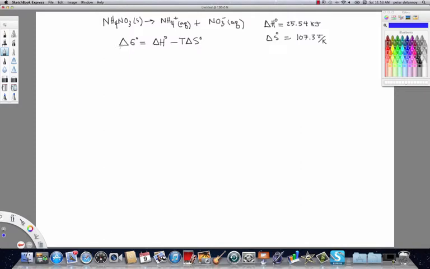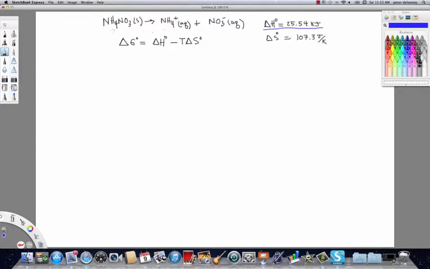Okay, in this video, what I want to do is to look at the free energy change for the dissolution of ammonium nitrate in water. So this is a typical chemical reaction that's utilized in a calorimetry lab. And the reason that I want to focus on this reaction is because this is an endothermic reaction. If you look at the delta H naught, you see that it's a positive 25,540 joules, or 25.54 kilojoules. So this is an endothermic reaction.